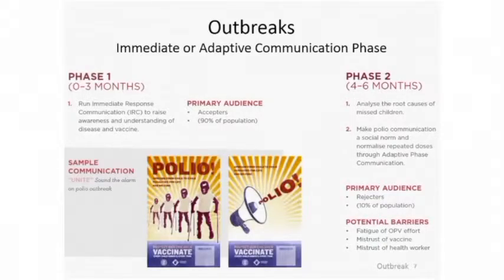We're trying to focus on the acceptors in the population, that 90% of the population, trying to get their awareness up around polio, what's happening with polio, and the fact that there's a campaign. That's our primary interest. In the second part, that 4 to 6 months, we're expanding it and we're much more interested in rejectors in the population, the 10% that didn't respond positively to the earlier parts of our work, and we're looking particularly at the root causes of missed children. So we'll spend some time thinking about potential barriers which we are really trying to address in that second phase of the immediate phase.